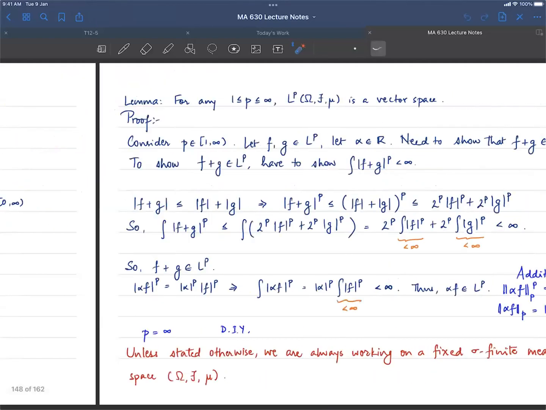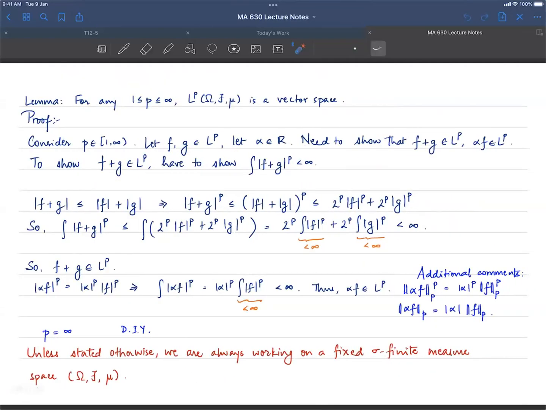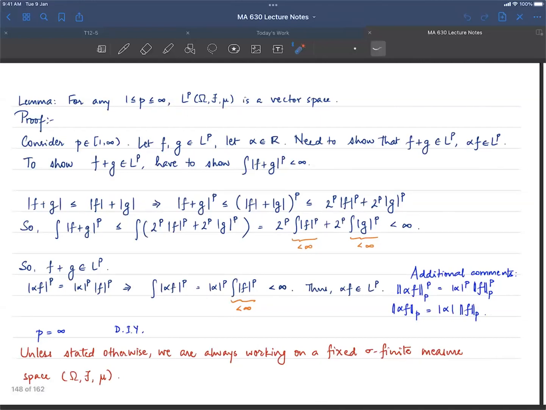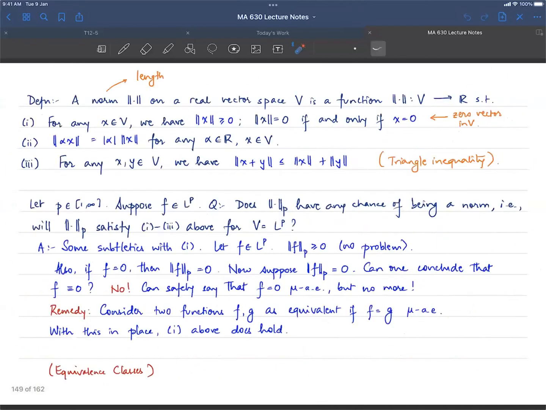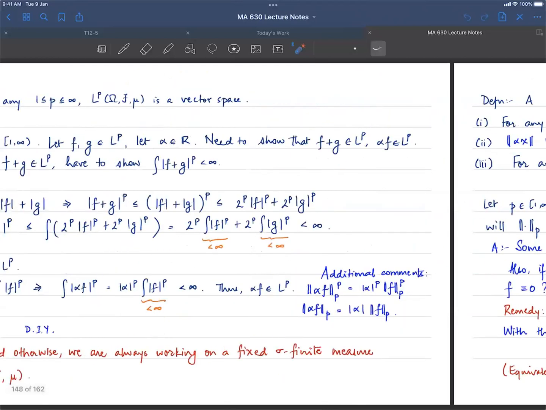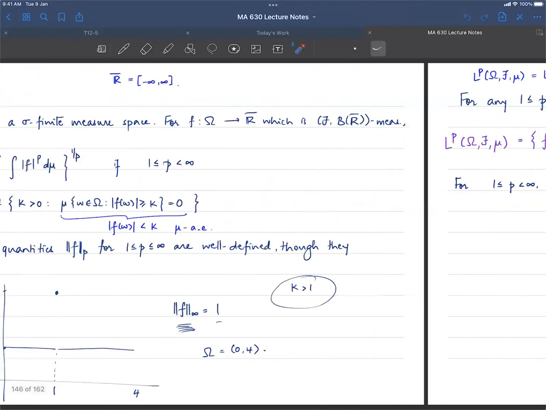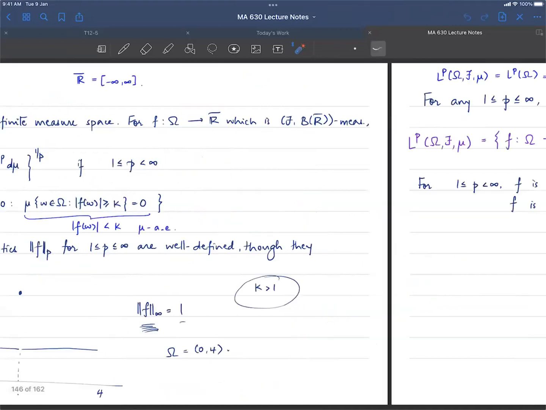All right. Then what did we do? Then we convinced ourselves that for any 1 less than or equal to p less than or equal to infinity, LP of (Omega, F, mu) is a vector space. We did that. Now the next question that comes up is, this symbol which looks like a norm, is it actually a norm? The answer is yes. But to do that, we have to do a bit of work.